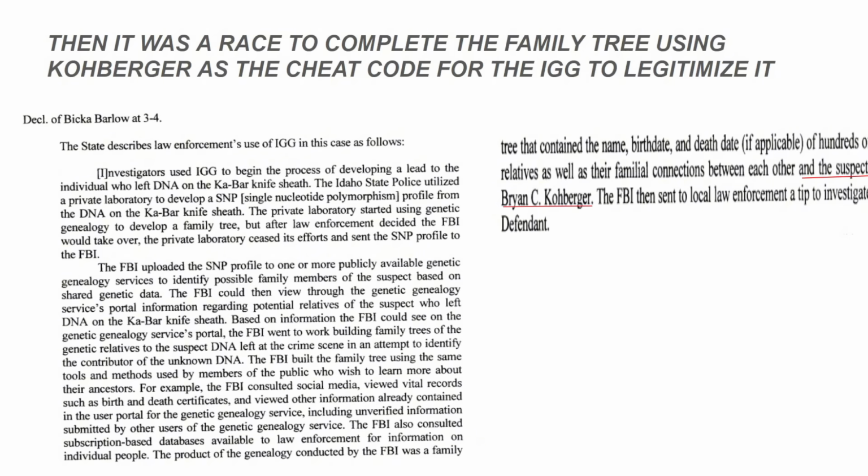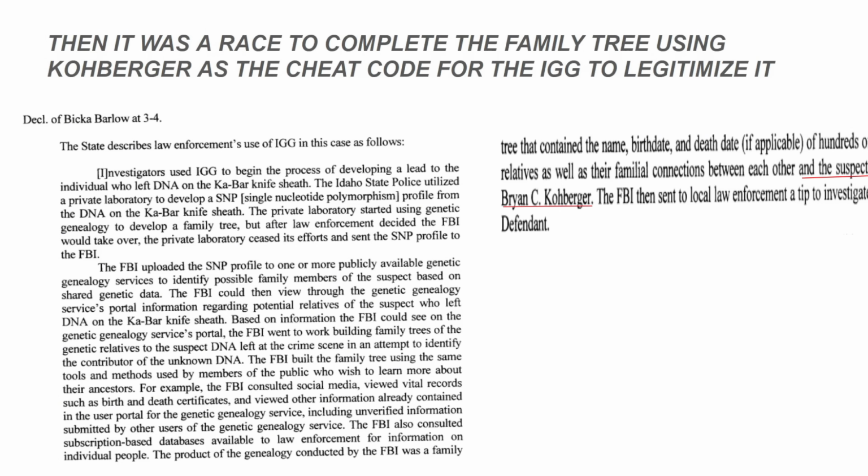The product of the genealogy conducted by the FBI was a family tree that contained the name, birth date, and death date, if applicable, of hundreds of relatives, as well as their familial connections between each other and the suspect, Bryan C. Kohberger. The FBI then sent local law enforcement a tip to investigate defendant.